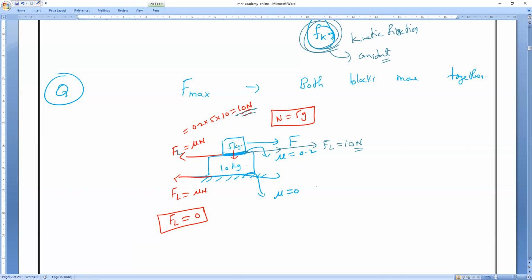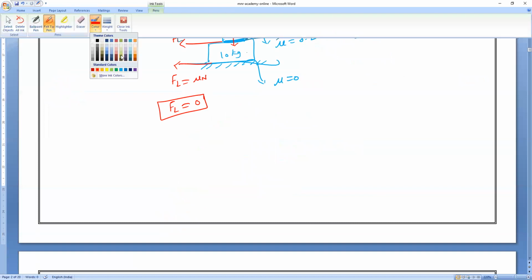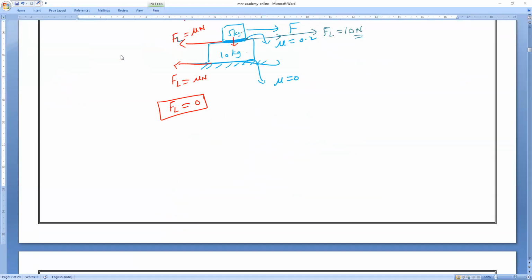Now, what is the second step? All of you read the second step and let me know. Identify the body, a block, which is experiencing only frictional force. Given two bodies, which is the only one experiencing frictional force? 10 kg or 5 kg? The 5 kg body is experiencing the external force. Then which body? The 10 kg body.